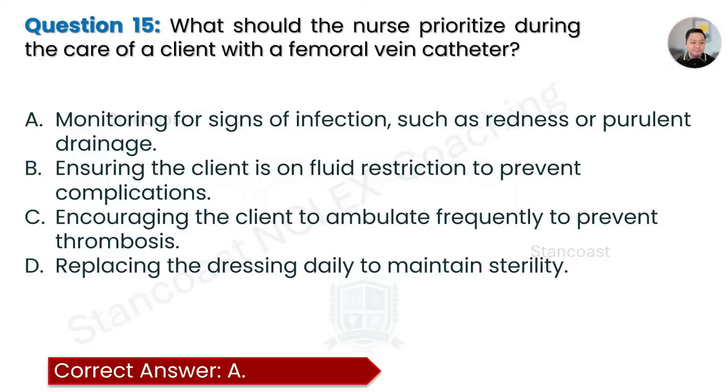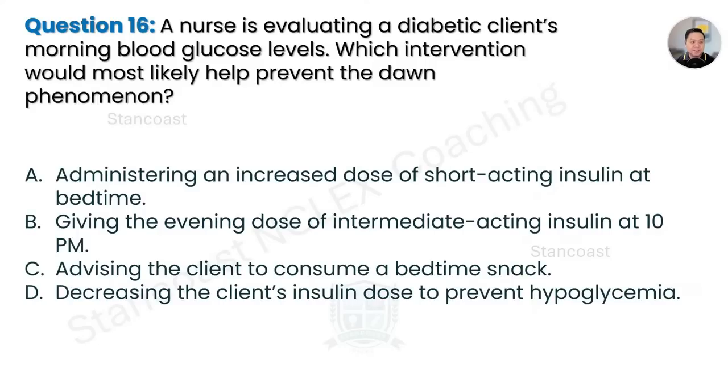Let's have number 16. A nurse is evaluating a diabetic client's morning blood glucose levels. Which intervention would most likely help prevent the dawn phenomenon? A, administering an increased dose of short-acting insulin at bedtime. B, giving the evening dose of intermediate-acting insulin at 10 p.m. C, advising the client to consume a bedtime snack. And D, decreasing the client's insulin dose to prevent hypoglycemia.